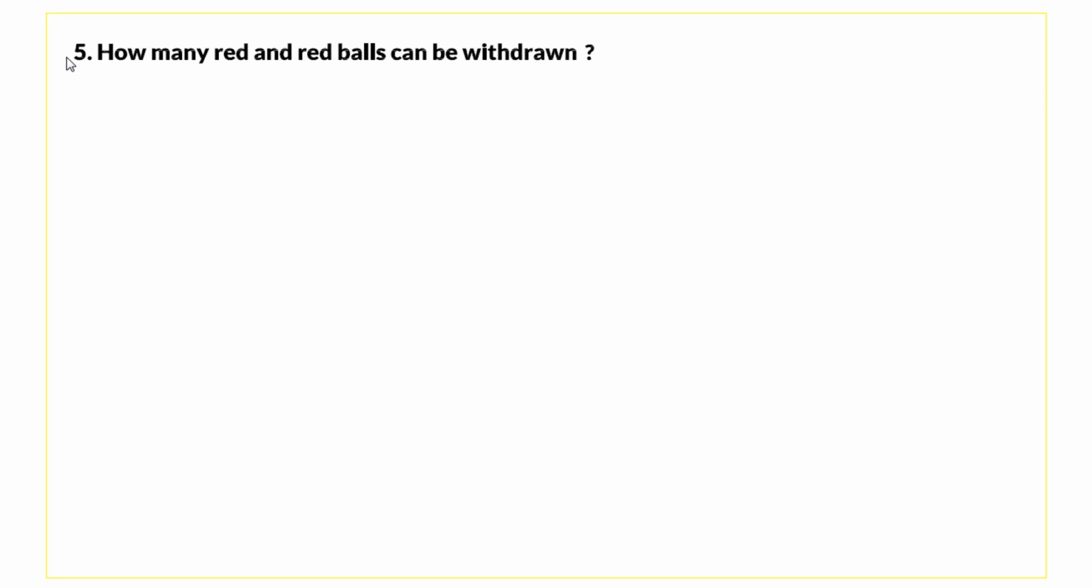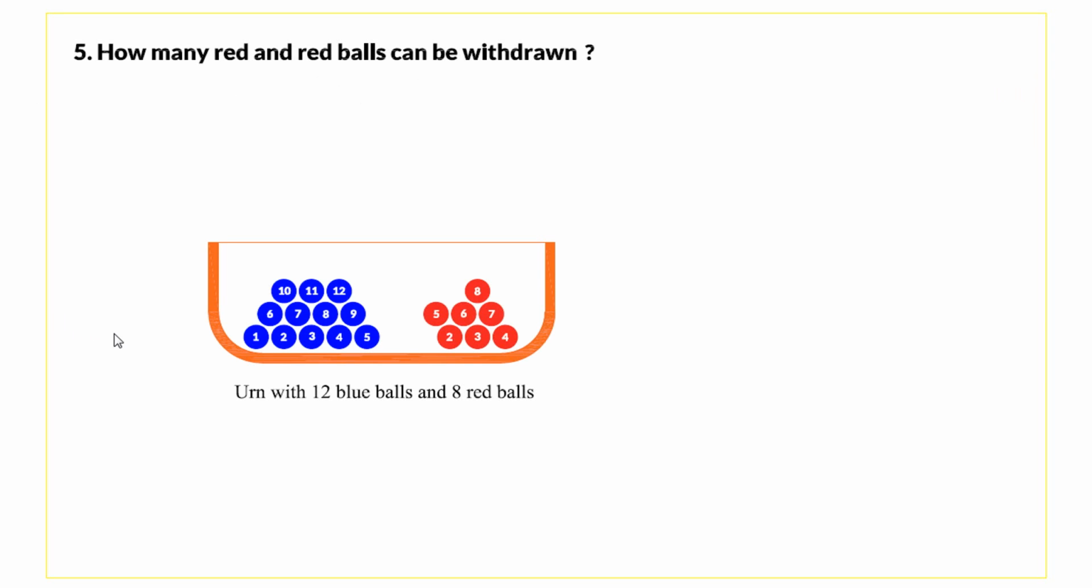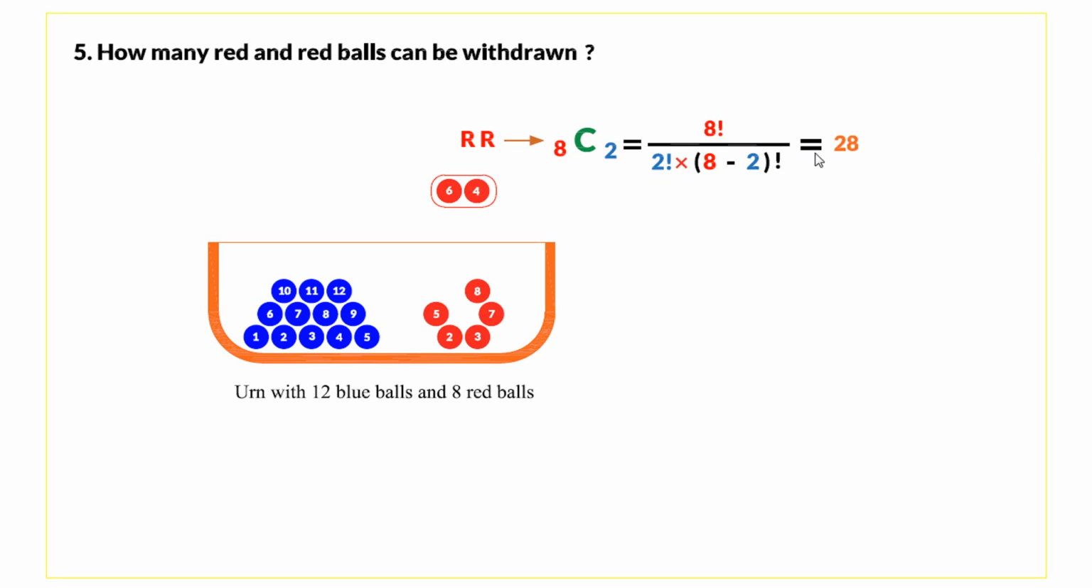Question number 5, how many red and red balls can be withdrawn, or how many 2 red balls can be withdrawn? So now we are picking up from the red population only. So we pick up the first red and the second red, and now we have a sampling of 2 red objects. So we are combining 2 red objects out of a population of 8 red, and that is equal to 28 possible outcomes. So we have 28 possible outcomes of picking up 2 distinguishable red objects.